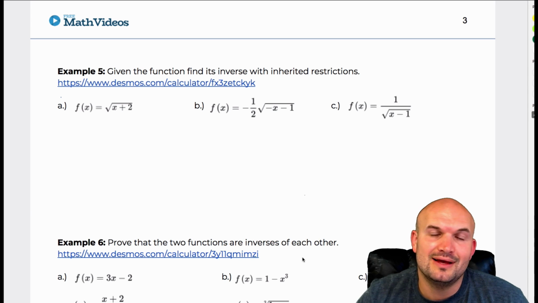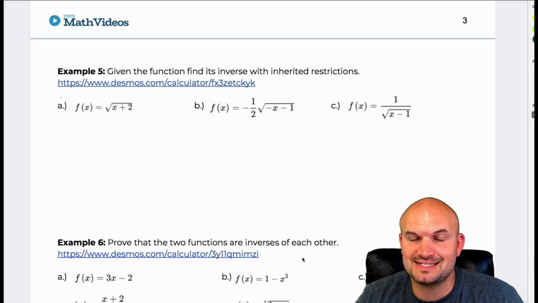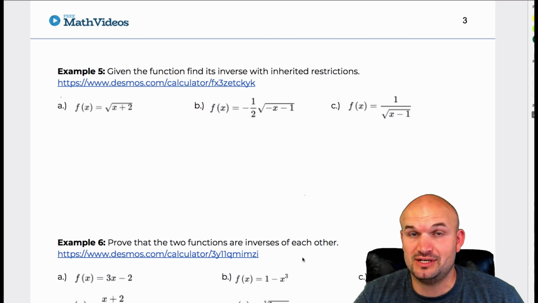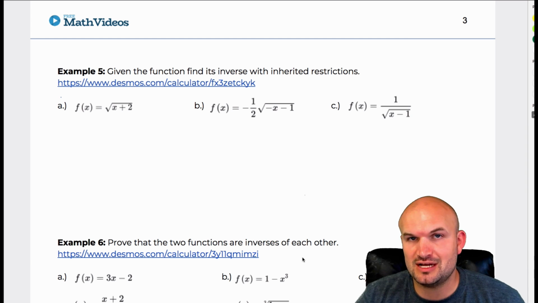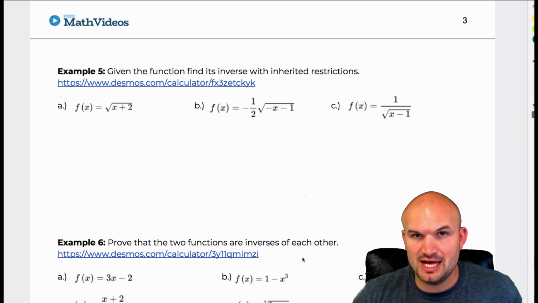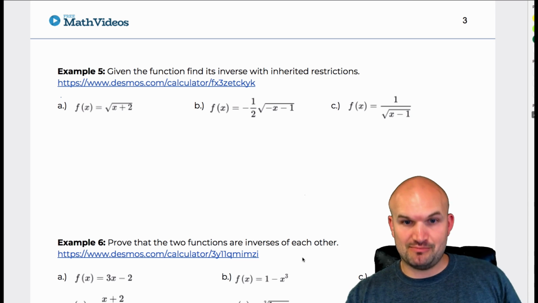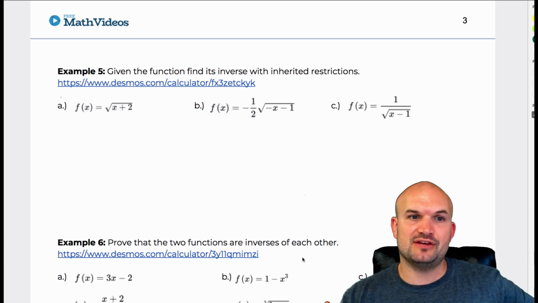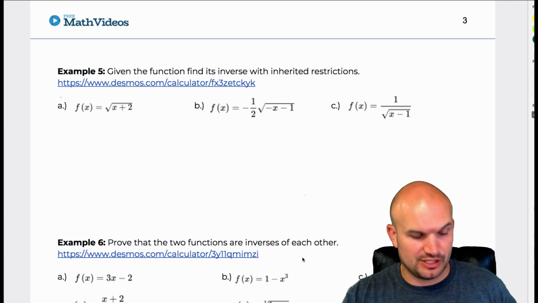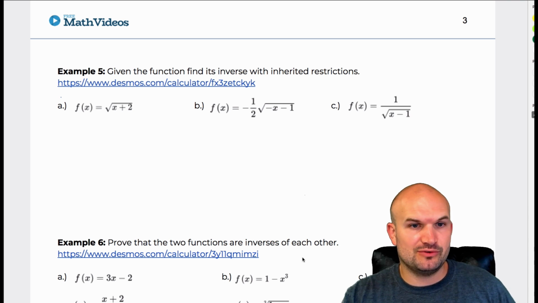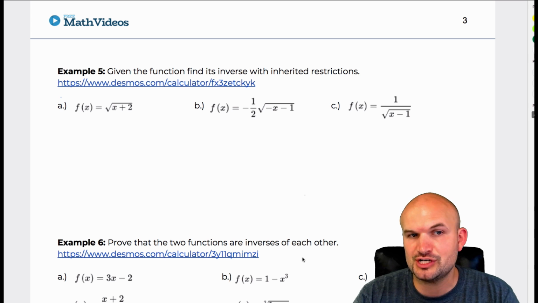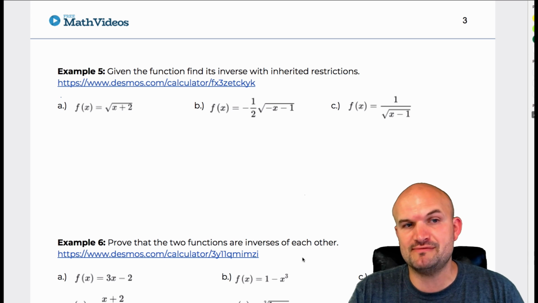Okay, so now on to the next example here, where we're given a function, and we're going to talk about the inherent restrictions of this function. That's going back to the implied domain that we have, and how that's going to affect the range of our new function. But we also need to apply some restrictions that make sense for our inverse functions.